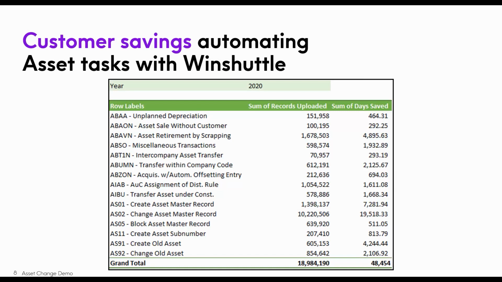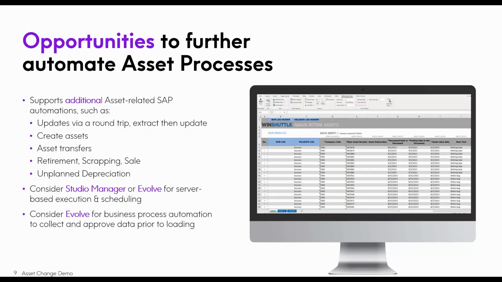Here are some other asset-related transactions automated by our customers. Asset change is the most popular use case with over 10 million records uploaded and almost 20,000 days saved in 1 year. There are many opportunities to further automate your asset processes. For example, you can perform a round trip where you extract the data live from SAP, make the changes in Excel, and then upload that data to SAP. You can also use it to create assets for any retiring, scrapping, or selling of the assets, and any financial postings against assets like adjustments or unplanned depreciation.